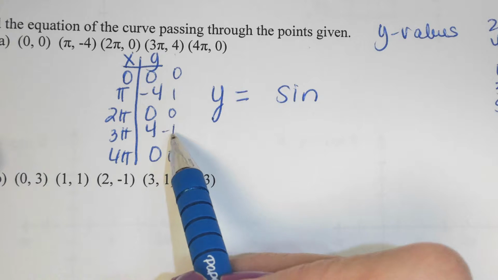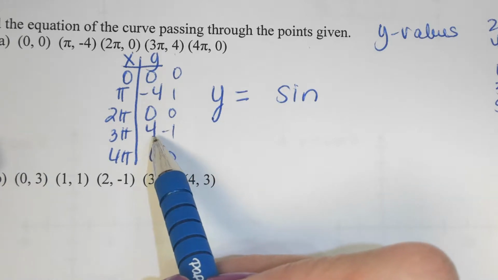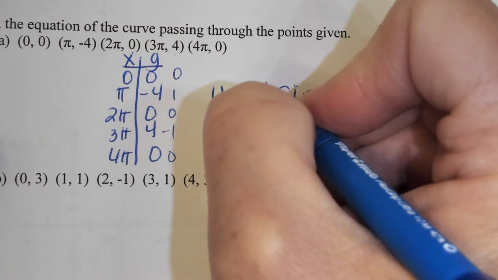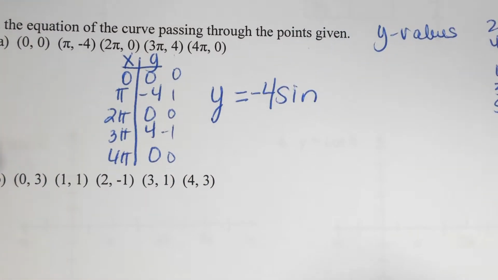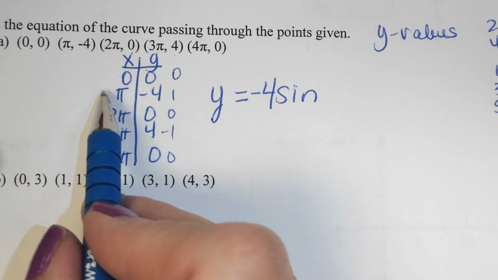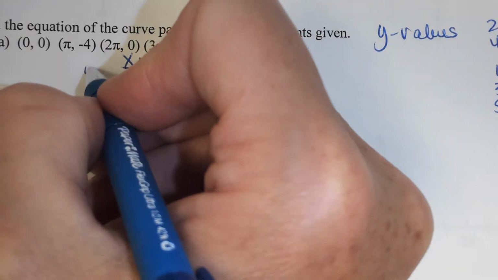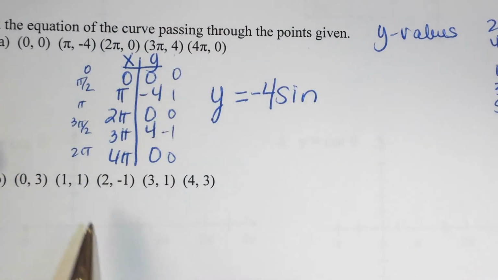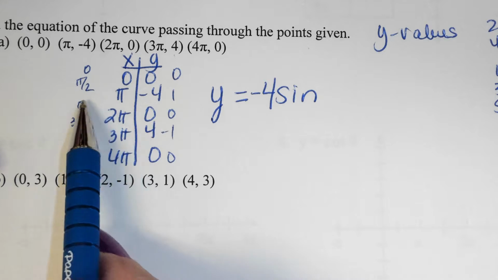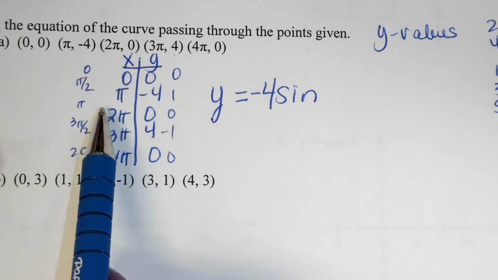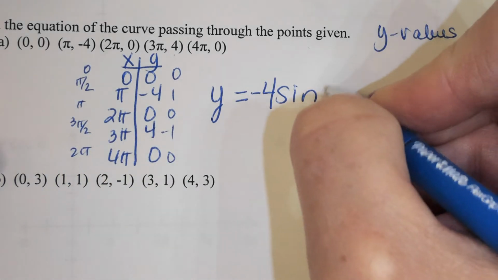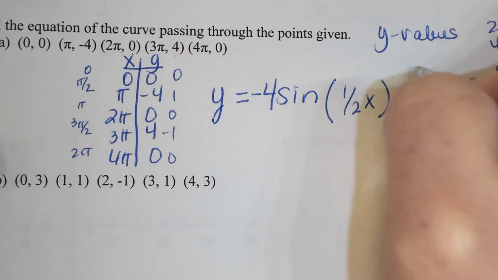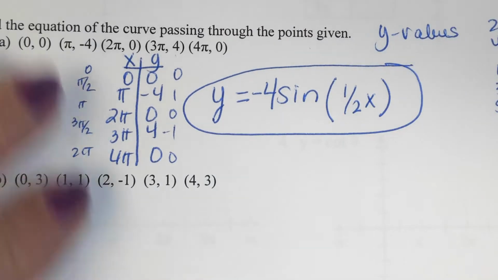But what happened to these y's as to what they should have been? By not just 4, but negative 4. So I had to have an a value of negative 4. All right, now what about these b values? They were supposed to be 0, pi over 2, pi, 3 pi over 2, and 2 pi. So what happened to them? They got multiplied by 2, so I'm not going to have a 2 in here, though. What am I going to have? 1/2. And that would be the equation.